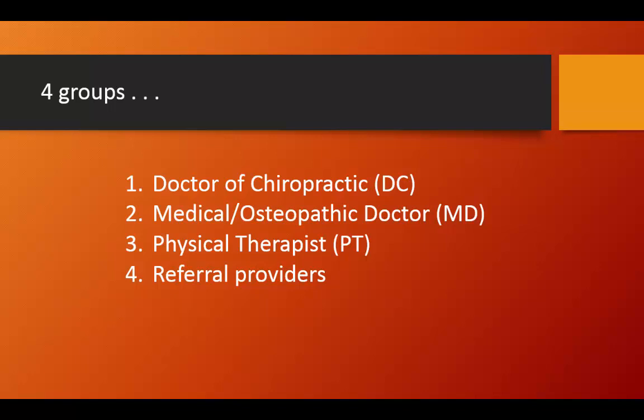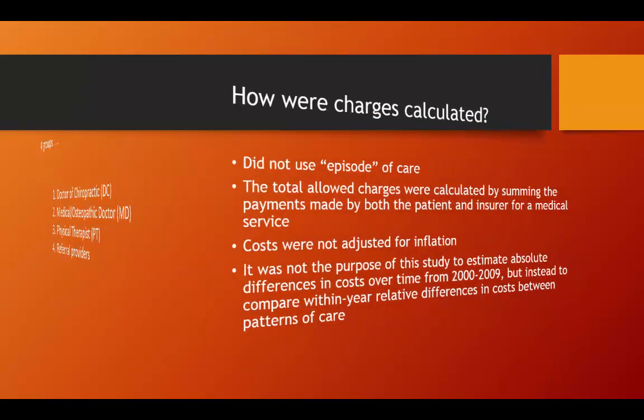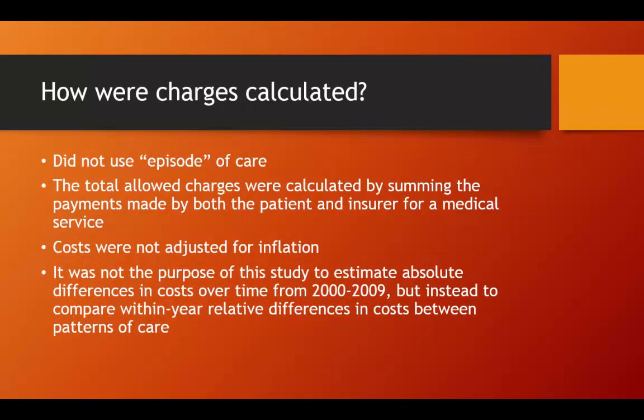Let's take this opportunity to first combine the discussion of what is similar across these 3 studies before proceeding to the specifics of each study. So how were charges calculated? They did not use an episode of care as sometimes analyzed when viewing costs, but instead the total allowed charges were calculated by summing the payments made by both the patient and insurer for every given year, comparing within-year relative differences in costs between patterns of care.